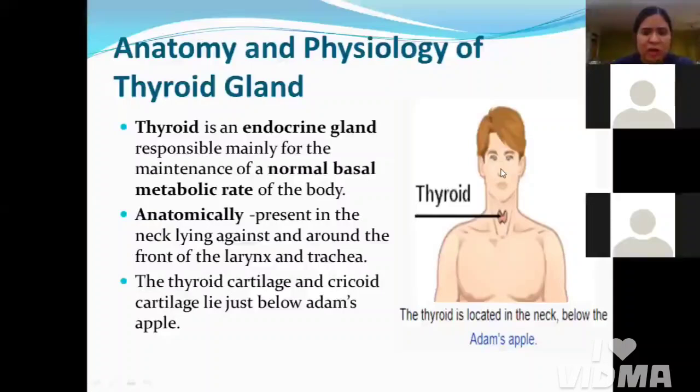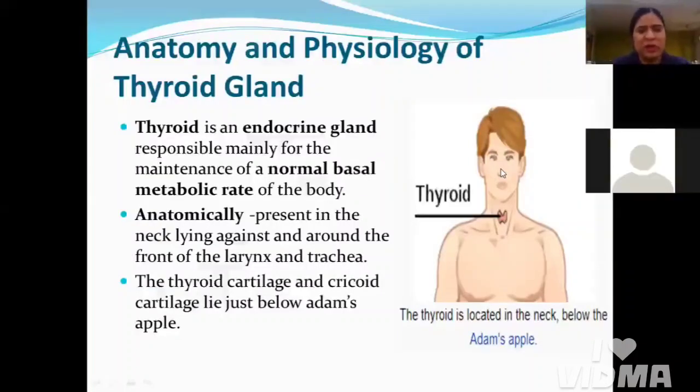Okay. So thyroid is an endocrine gland, that means it secretes the hormone directly into the bloodstream, and it is responsible mainly for the maintenance of normal basal metabolic rate of the body. That means the function of thyroid gland is to maintain the BMR, that is the basal metabolic rate. So the main functions of thyroid are metabolism, growth and development, and intelligence. Also, it has a role in reproductive functions.